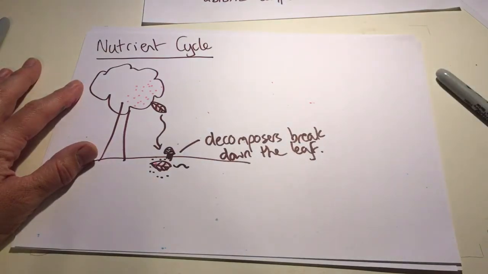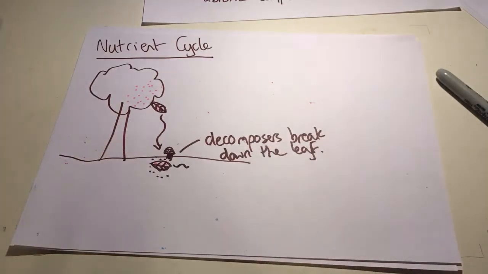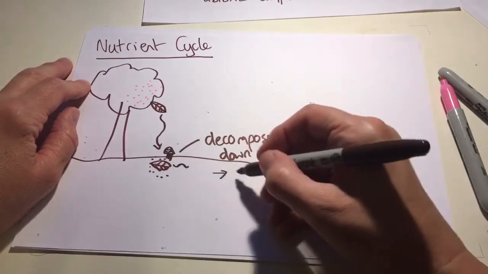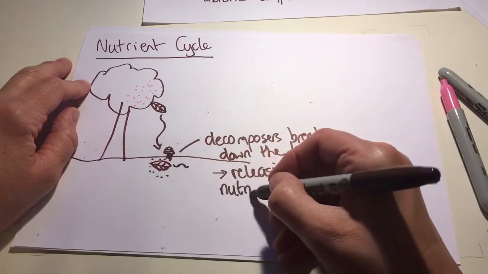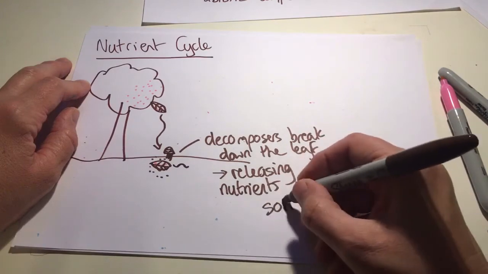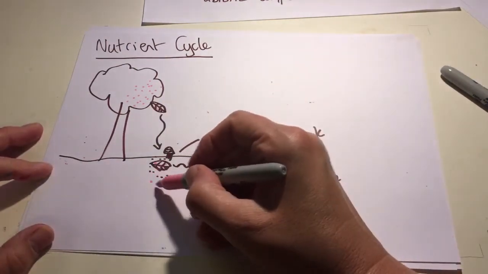Basically, if you imagine the worm eats the leaf and then it poos out what's left over when it's taken what it needs. And as they do this, the leaf won't be there anymore. We know this, don't we? Because if you're kicking through those leaves, you can see the leaves are breaking down to smaller and smaller parts. And as the decomposers break down the leaf, this means that they are releasing nutrients into the soil. So the decomposers that were in the leaf, they're now not in the leaf anymore. They're in the soil.